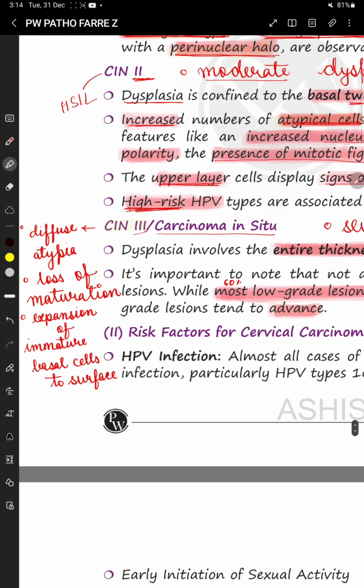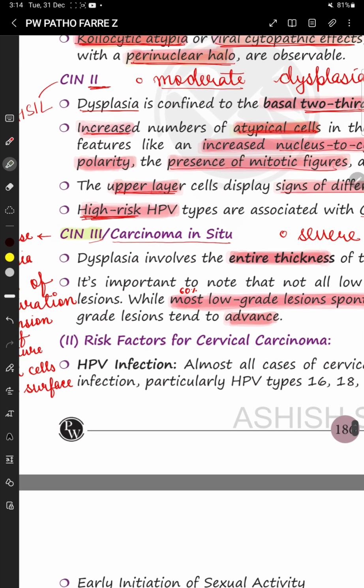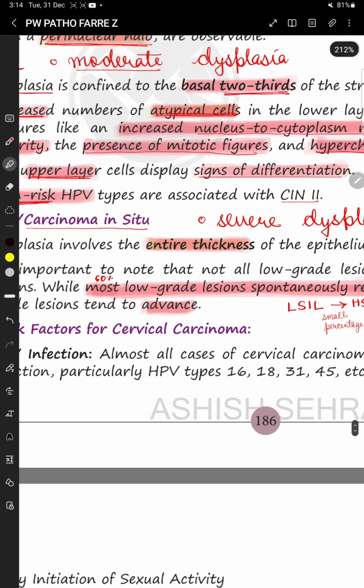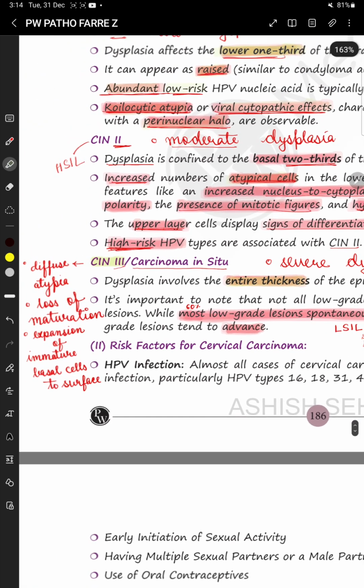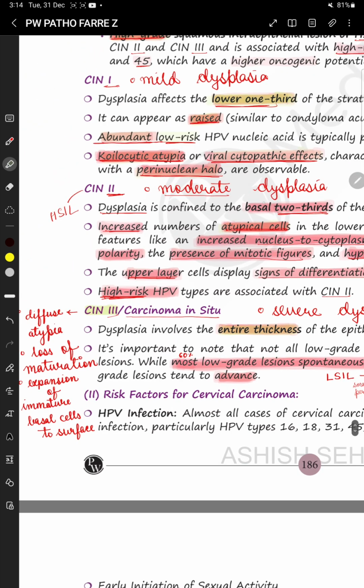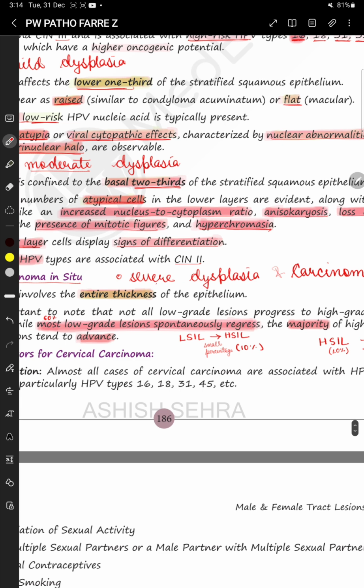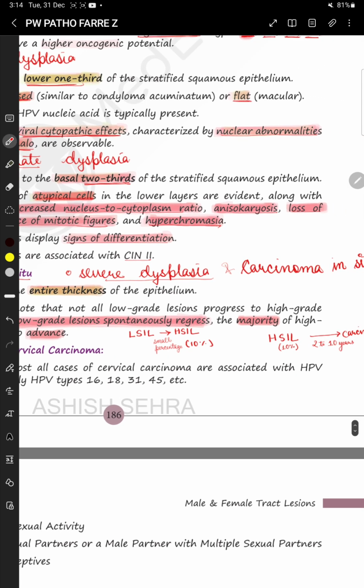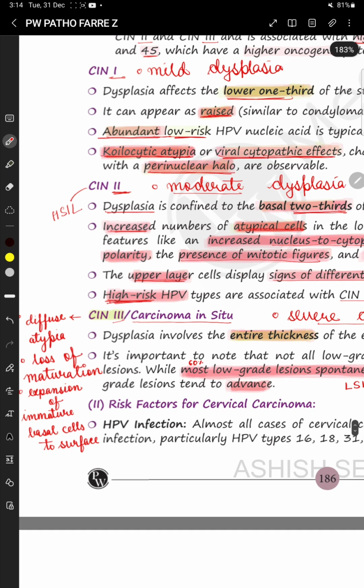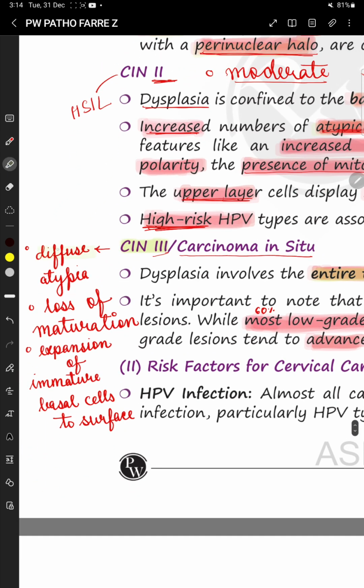Then CIN3 में severe dysplasia होता है. It is also known as carcinoma in situ. इसमें the dysplasia is involving the entire thickness of the epithelium. CIN1 में lower 1/3, CIN2 में lower 2/3 और CIN3 में entire thickness. ठीक है, इसमें severe dysplasia होता है and CIN3 is known as carcinoma in situ. CIN3 में there is diffuse atypia, there will be loss of maturation और जो immature basal cells हैं they will reach the surface. There will be expansion of immature basal cells to the surface.